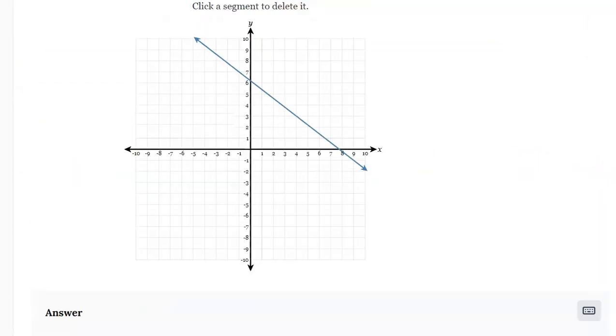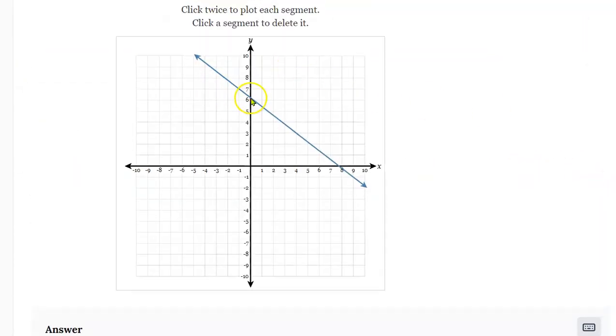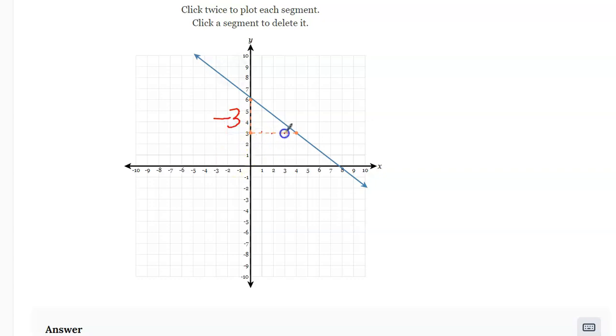Again, with each graph, you simply find a corner point, and you start moving up or down until you line up with another perfect corner point to create a slope triangle. You write down the rise and run: 1, 2, 3, negative; 1, 2, 3, 4, positive direction. So my slope is negative 3/4. And that's what we'll type in the box.